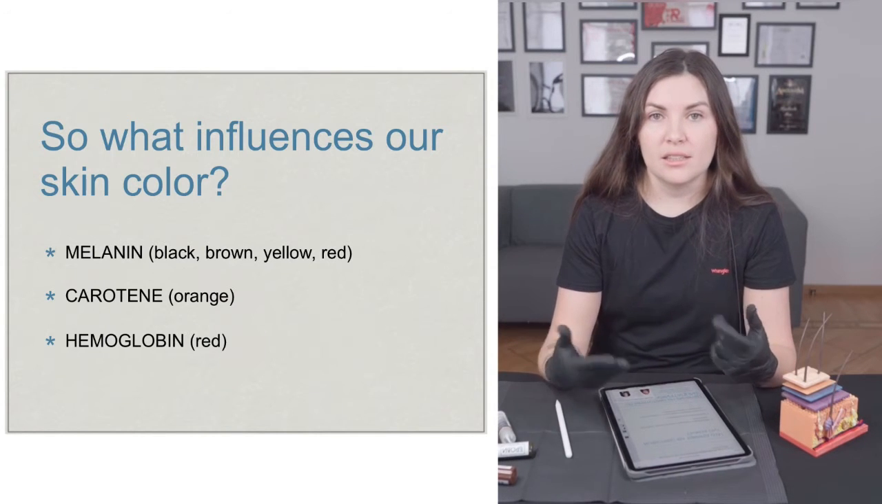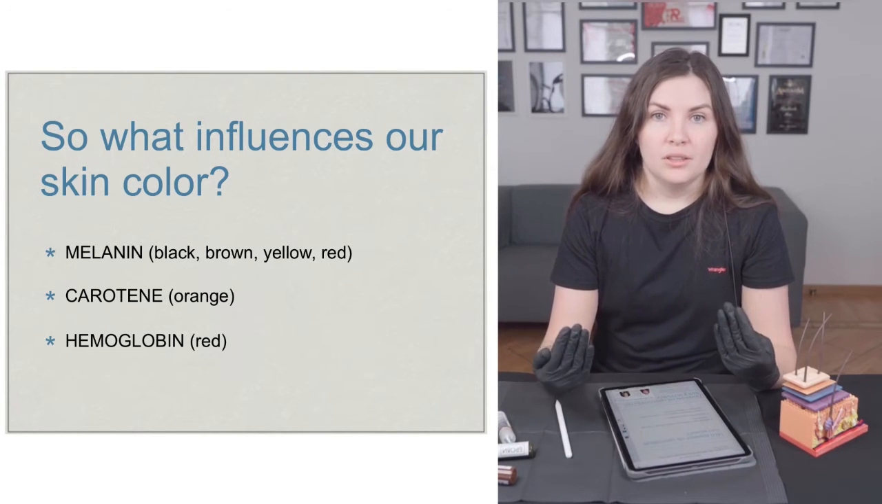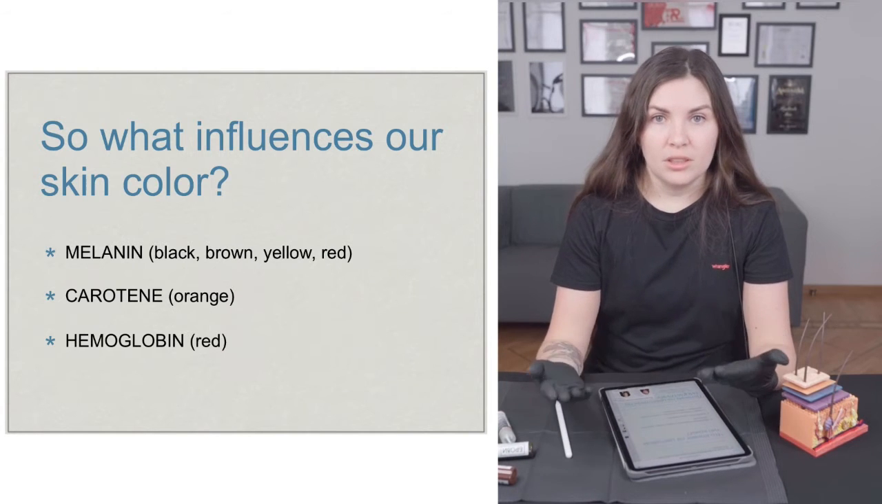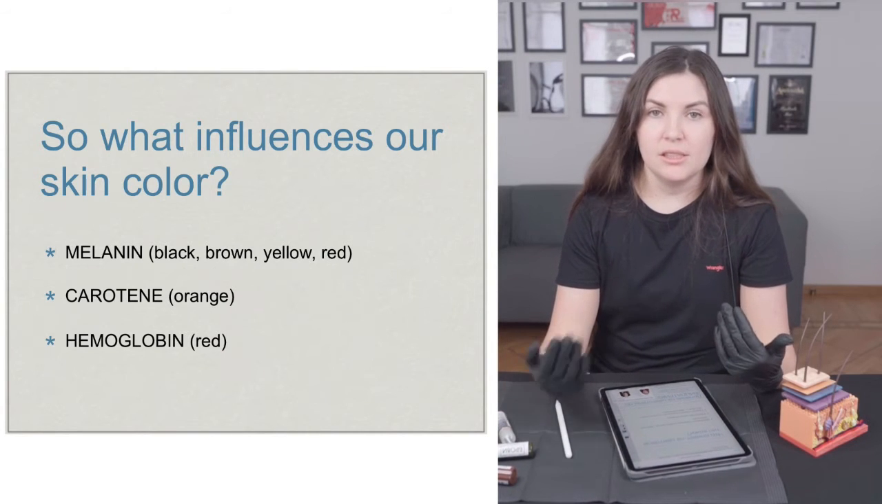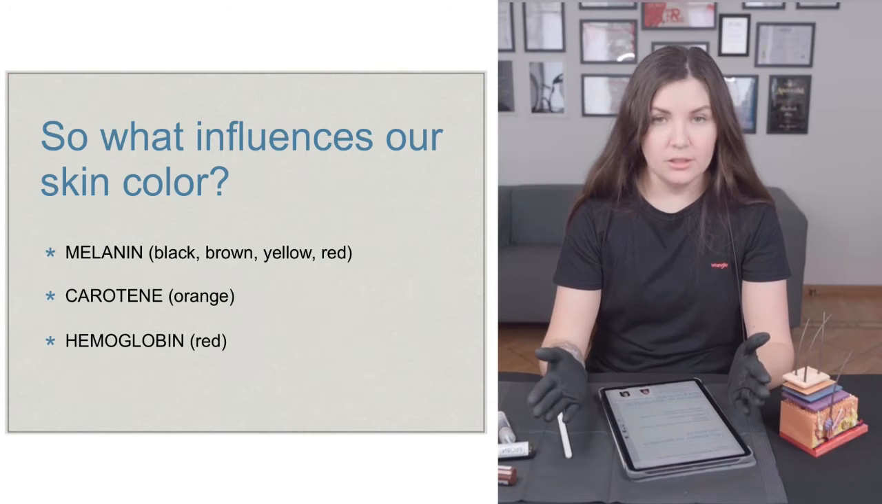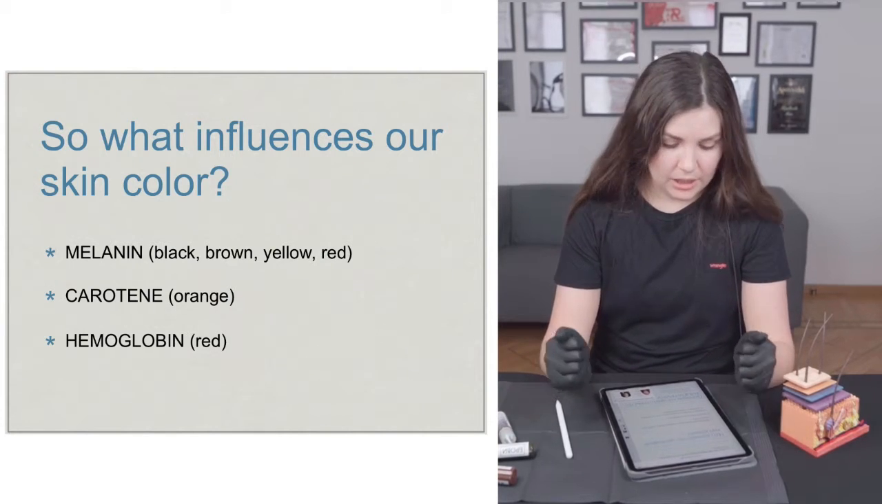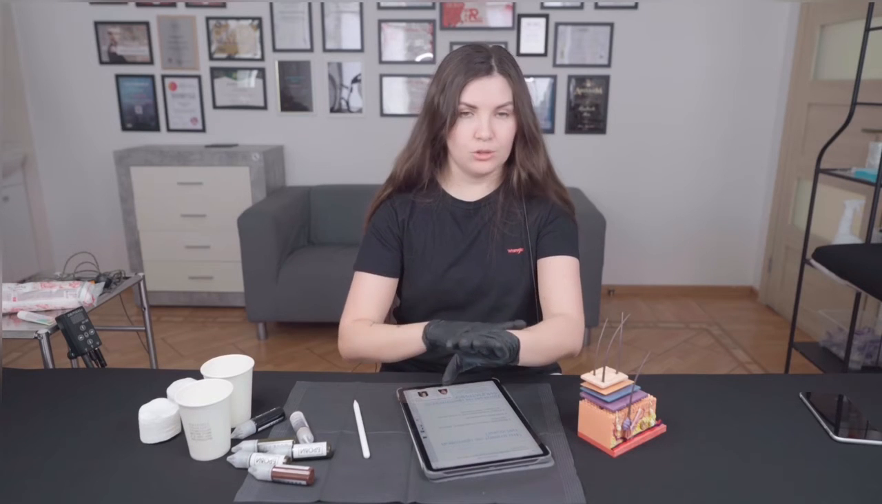So melanin and some other factors let us have all these different skin colors and tones. One of these factors is carotene, an orange pigment, and hemoglobin, a red pigment. Both of these pigments are present in the skin and change its shade a little. But the most important pigment that affects our skin color is, of course, melanin.